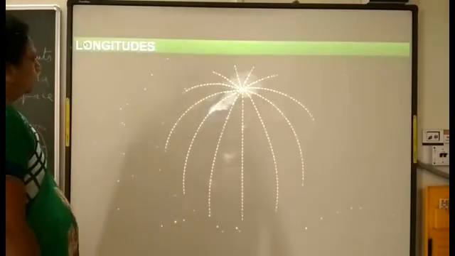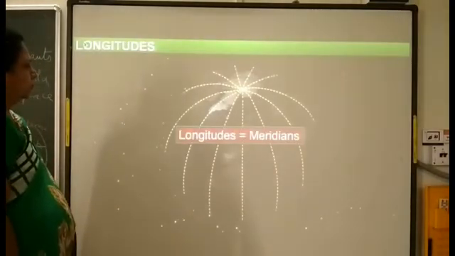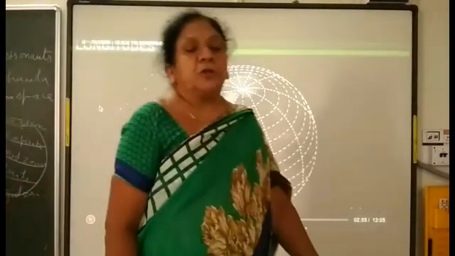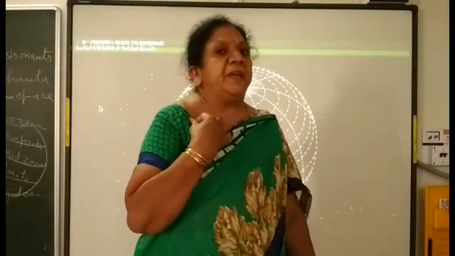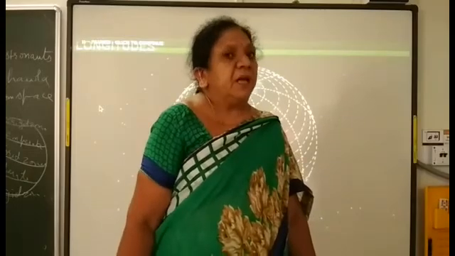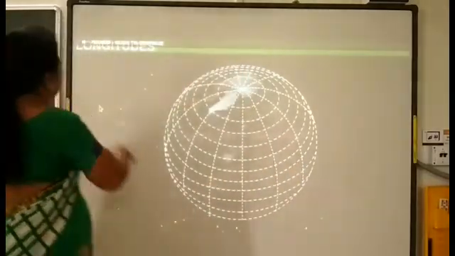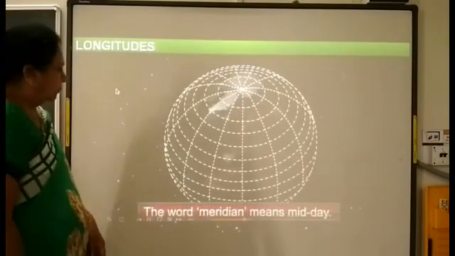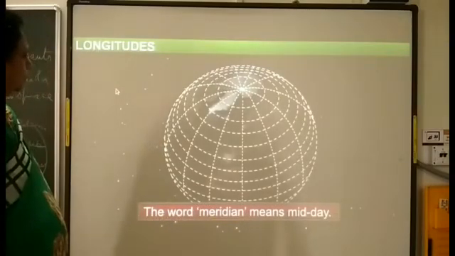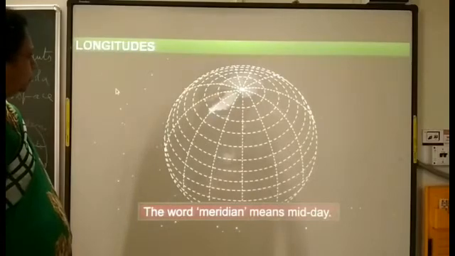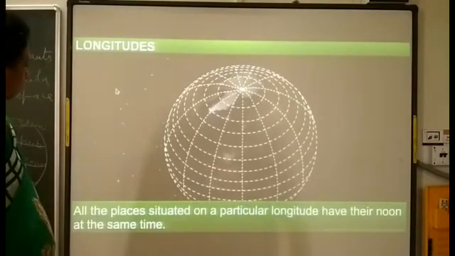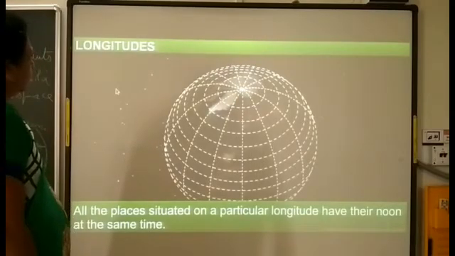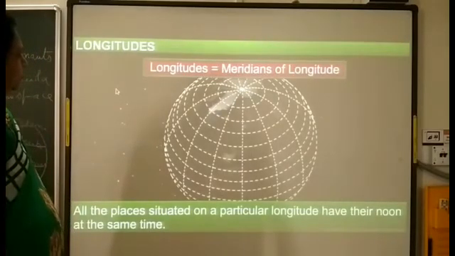Longitudes are also known as meridians. The other name for longitude is meridian. If it is said meridian, don't get confused. It is the other name for longitudes. The word meridian means midday. All the places situated on a particular longitude have their noon at the same time. Therefore, they are called meridians of longitude.